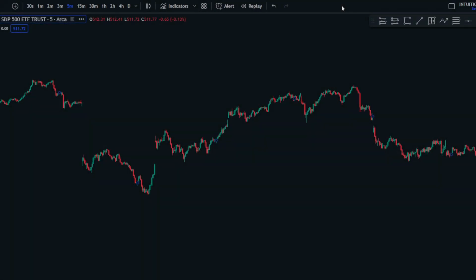Hey guys, in this video, I'll be showing you this 5-minute scalping strategy that you can be using to trade the SPY, and hopefully you will be able to use this to make some profit.